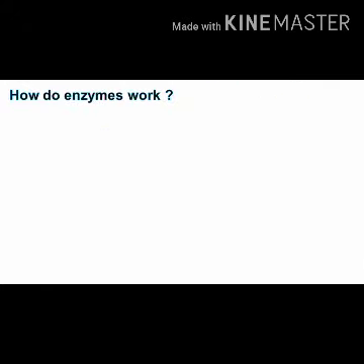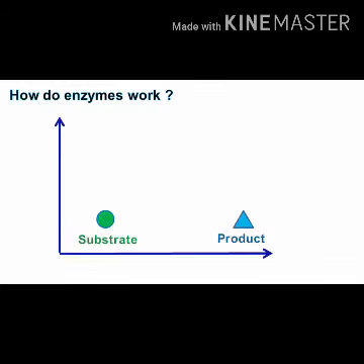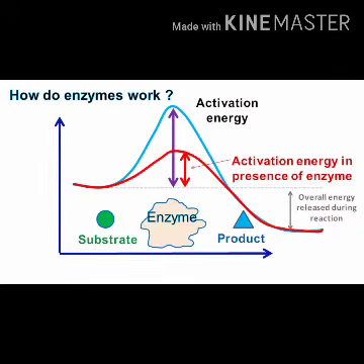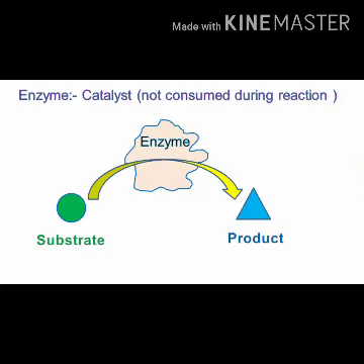How do enzymes work? In order to convert a substrate into a product, a certain amount of energy is needed, and that is called activation energy. The higher the activation energy, the more difficult it is to convert a substrate to a product. Enzymes decrease the activation energy, so that in the presence of enzymes, the conversion of substrate into product becomes very easy. Here the enzymes act only as a catalyst, and are not consumed after the reaction.